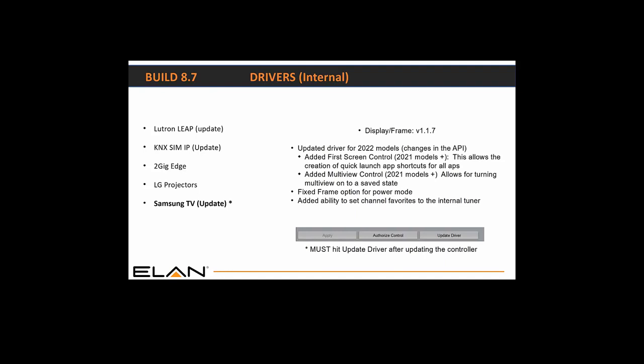Samsung TV, that's an update. Now remember, that update is different than some of the other ones. For that specific update, and that goes along with a lot of the displays, you have to go into the display driver and click Update Driver to get the update. You can always look at the version number because it'll tell you what it is, and the new version number is 1.1.7. So if you're older than that, you should press it and get that update.